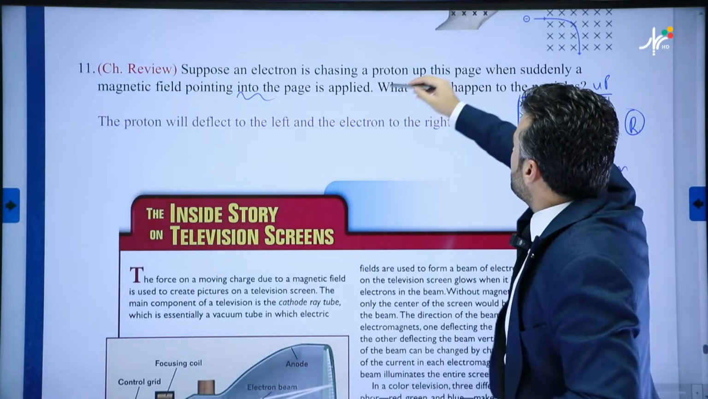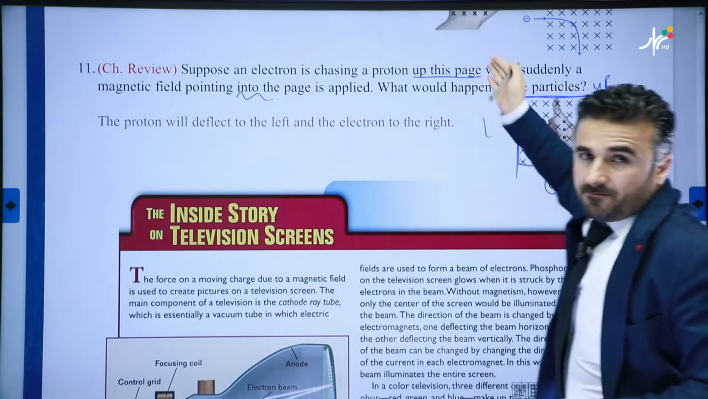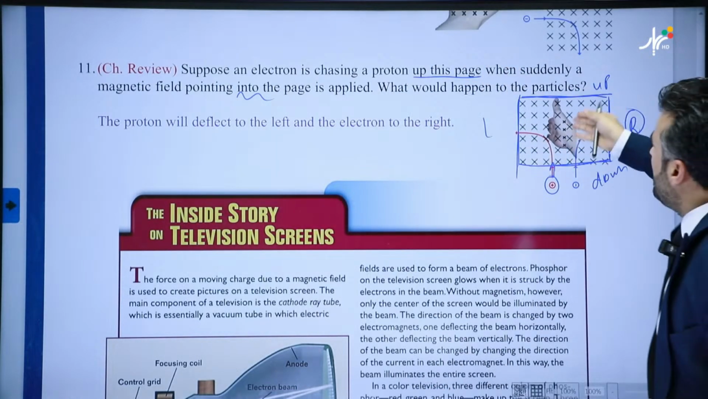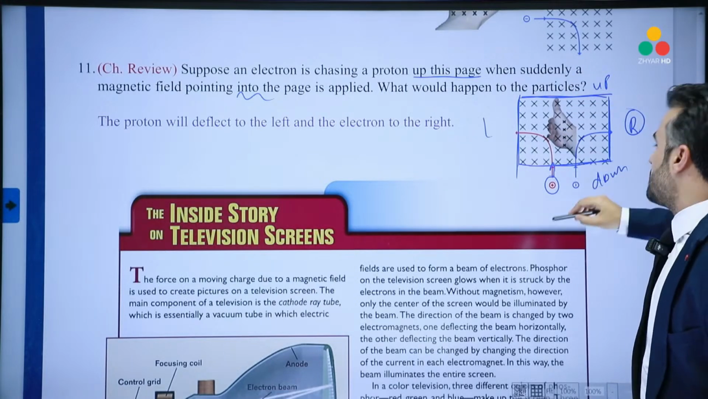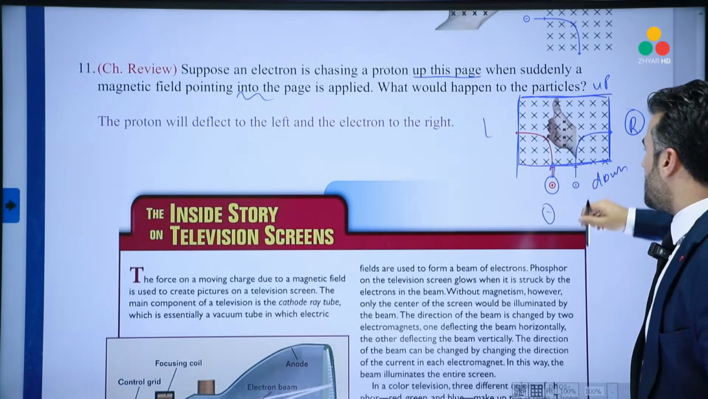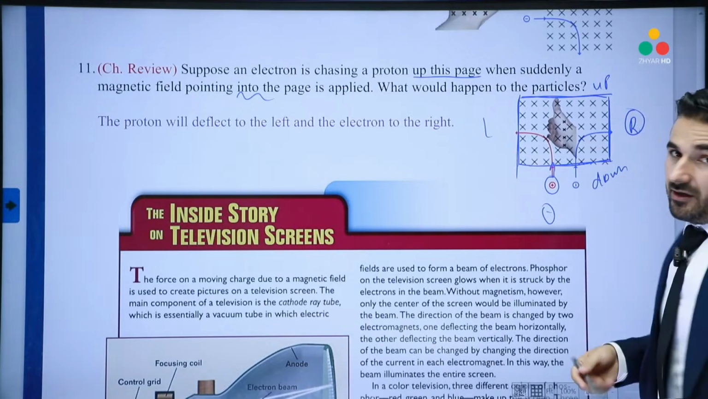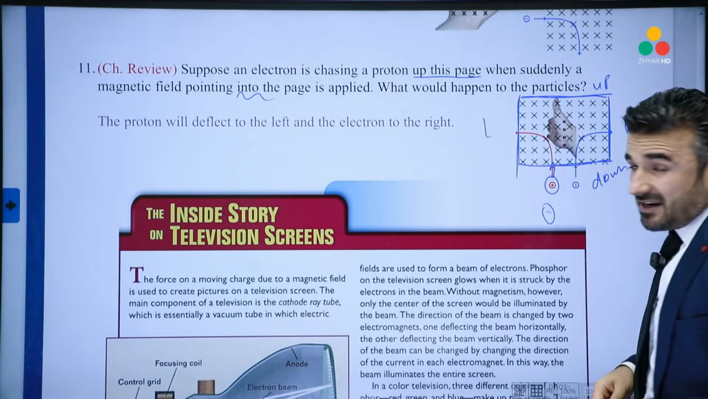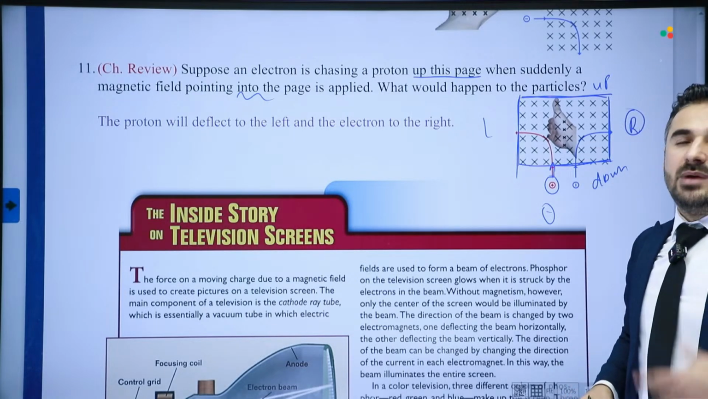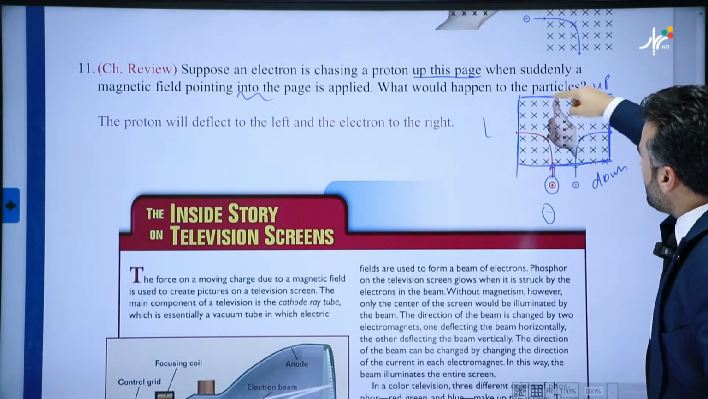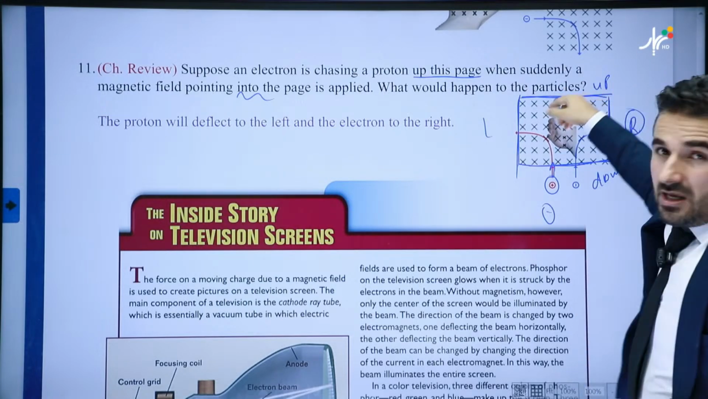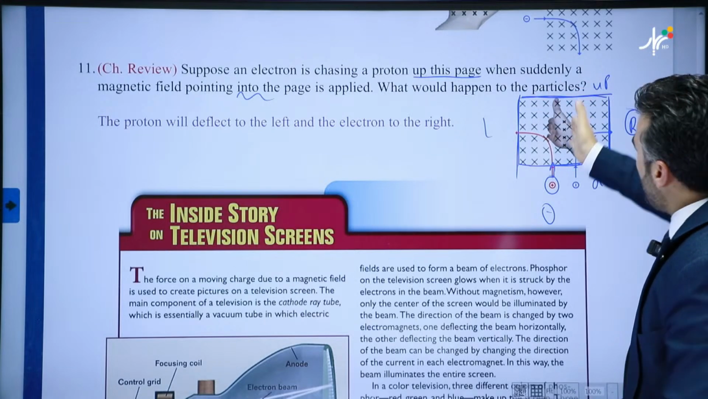So the proton is moving upward, that is, if this is the page, here is the motion upward. An electron is chasing this proton here. We could write the electron here, but for simplicity, we've done it here. That is basically the same thing. So if that is the case, what would be the direction of the magnetic force on this proton? Remember this, upward, you can just align your hand the same way that is shown here. So this is the direction of the motion.